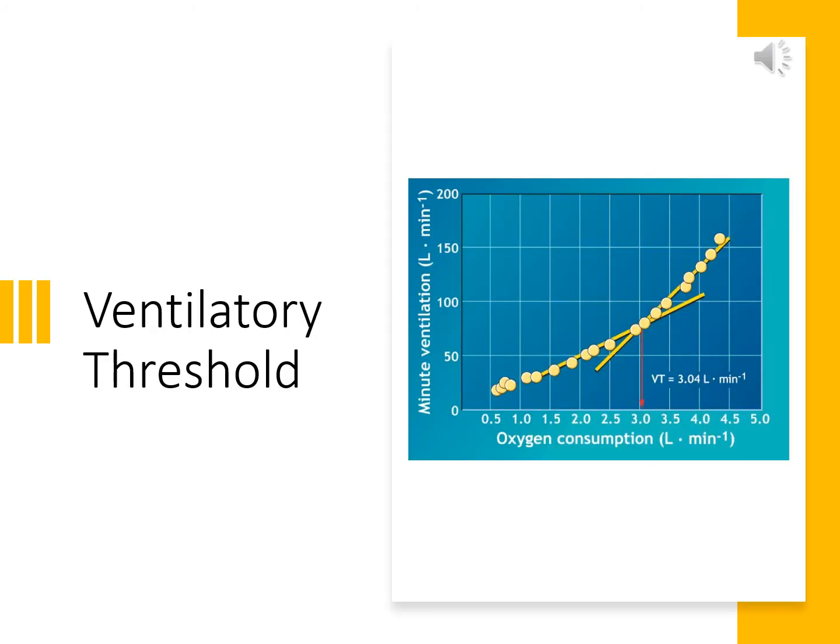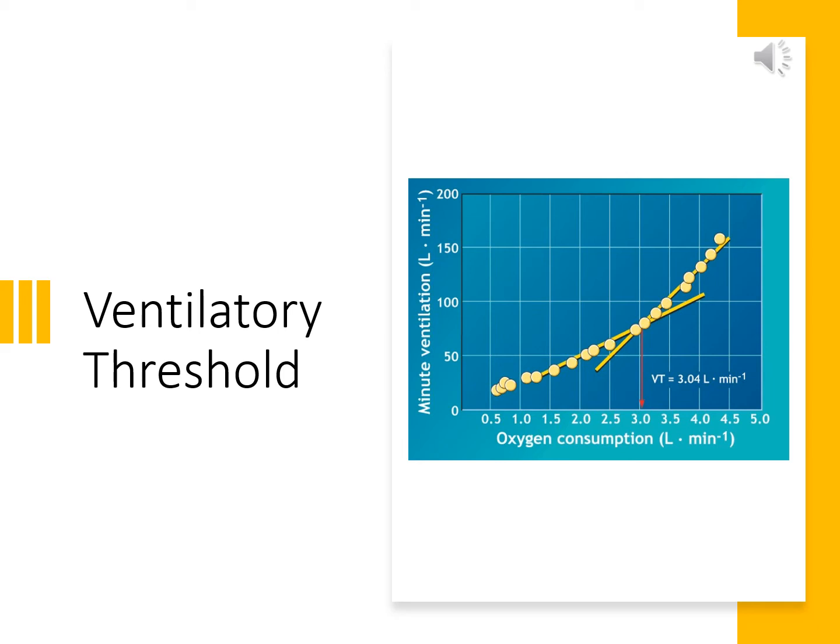Ventilatory threshold is another important factor to consider, which is also primarily driven by the accumulation of lactic acid. So as we know from last week, our oxygen consumption and exercise intensity share a linear relationship, which means as our exercise intensity goes up, our oxygen consumption will go up in line with it until we hit our VO2 max, obviously, where it plateaus off.